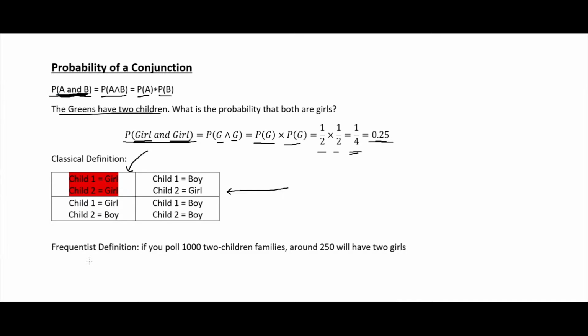And then we could also look at it with the frequentist definition. So if you poll 1,000 two-children families, you can guess that around 250 of them will have two girls. And so that is the frequentist interpretation there.